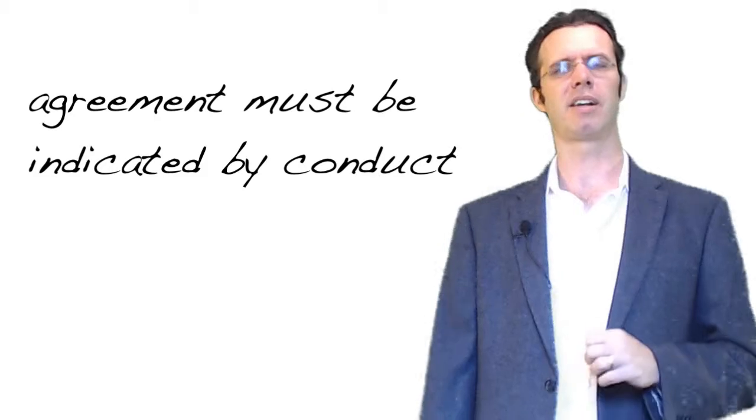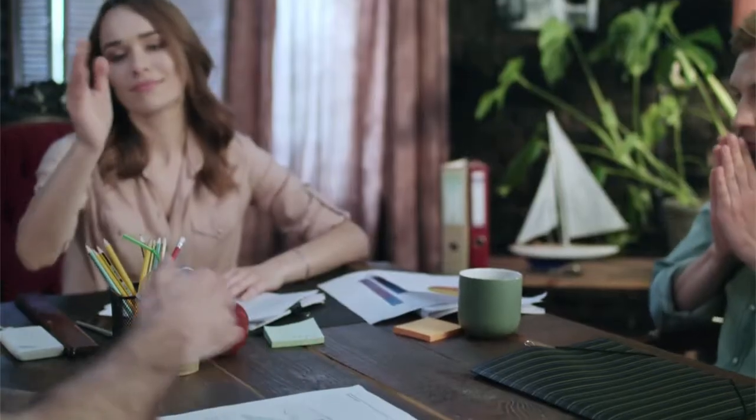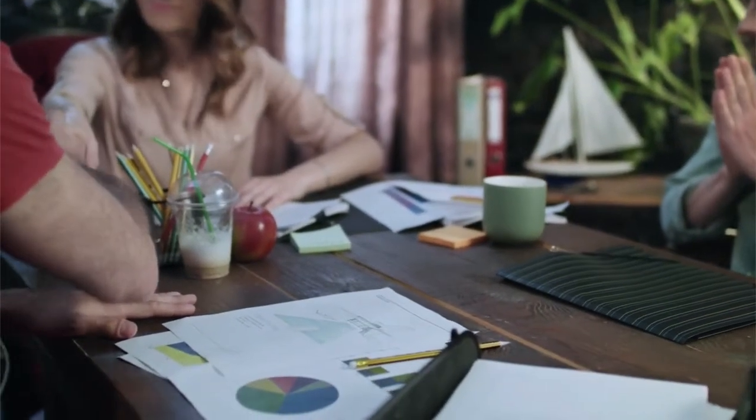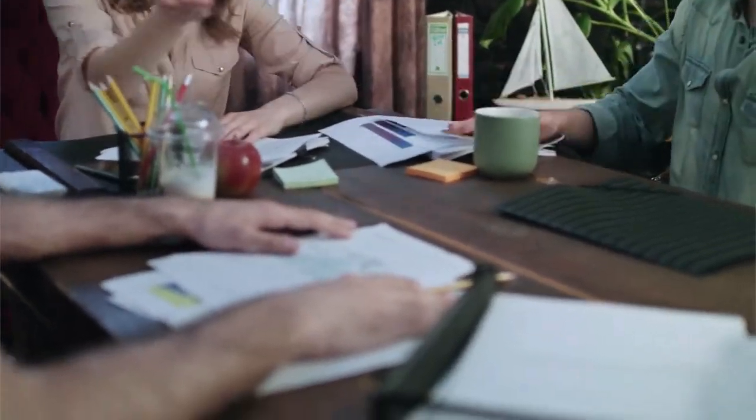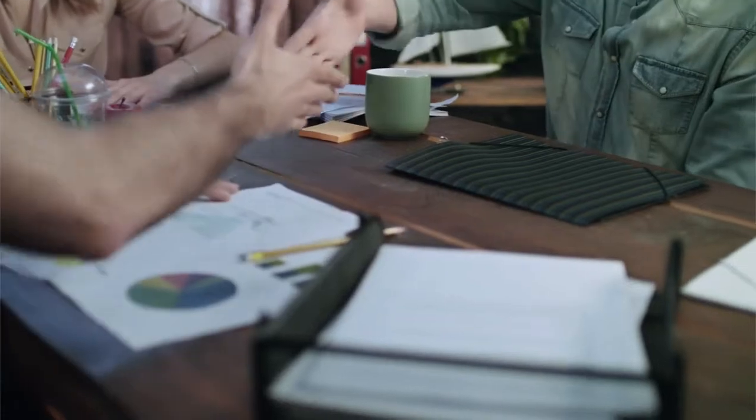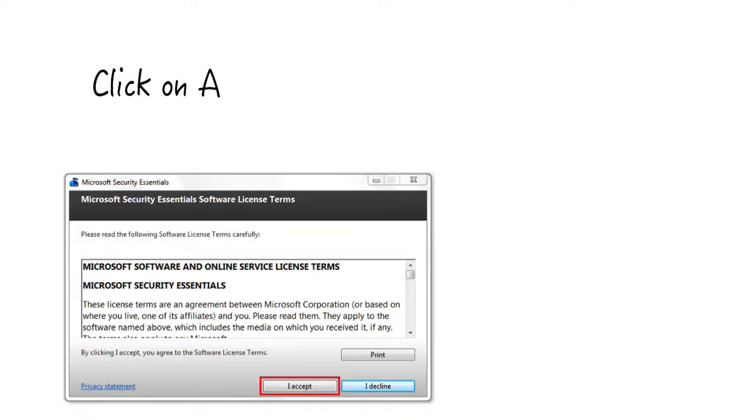Now, because there is no instantaneous communication between the seller and the buyer in an online transaction, agreement must be indicated by conduct. But that's not a new concept. Contract law has always allowed contracts to be formed via conduct. How do we do it in e-commerce? Best practices would be the adoption of a click-on agreement. I've included a short web video here about the different types of agreements and their legal validity.